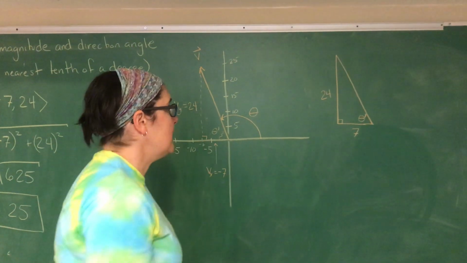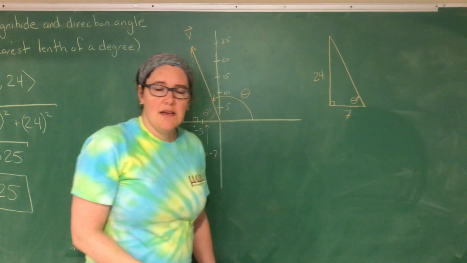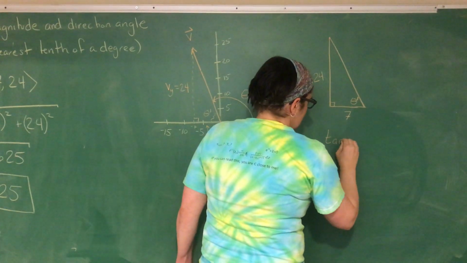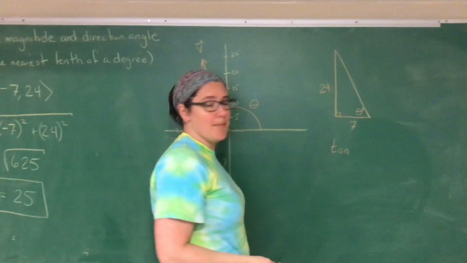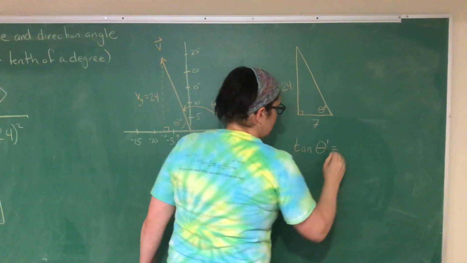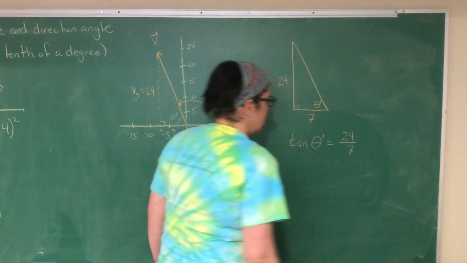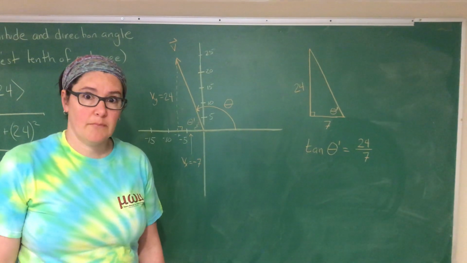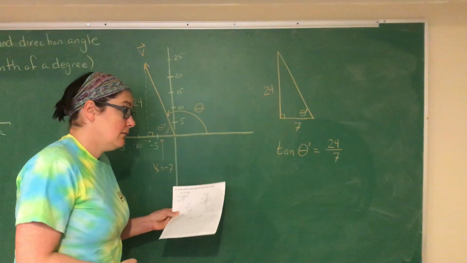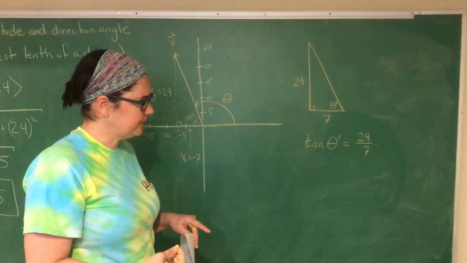Now, when I look at this triangle, what I see is that I'm given the opposite side and the adjacent side. So when I think about the trig functions, I think about tangent, because tangent of an angle is opposite over adjacent. So in this case, tangent of our reference angle, theta prime, will be opposite, which is 24, over adjacent, which is 7.